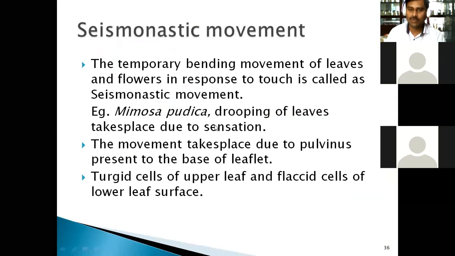Then seismonastic movement. That is called the temporary bending movement of leaves and flowers in response to touch. So this is in response to touch. Seismo means related with sensation or touch. Just like Mimosa pudica, the dropping of leaves takes place due to sensation. The movement takes place due to the pulvinus present at the base of the leaflet. The pulvinus shows the sensation.